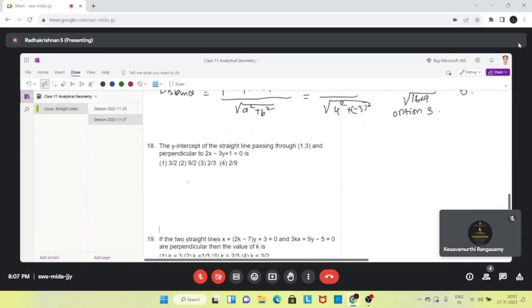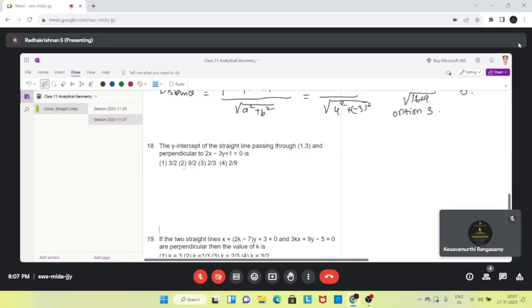The y-intercept of the straight line passing through (1, 3) and perpendicular to 2x minus 3y plus 1 equal to 0 is. Again and again, very similar problems only. So we need to find the equation of the line perpendicular to this line and passing through this point, which we have done many times before, and find out its y-intercept. Y-intercept means put x equal to 0 and find out what is y.